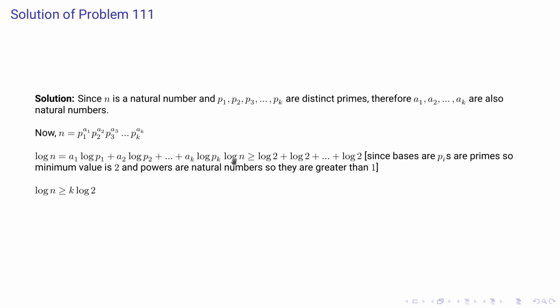Now this implies that log of n is greater than or equal to log of 2 plus log of 2 and up to log of 2, k times. The reason is that p1 up to pk are prime numbers, that is they are 2 or greater than 2. And the powers would be 1 or greater than 1. That is a1, a2 up to ak are 1 or greater than 1. So thus we can write this. Now, clearly log n is greater than or equal to k log 2.